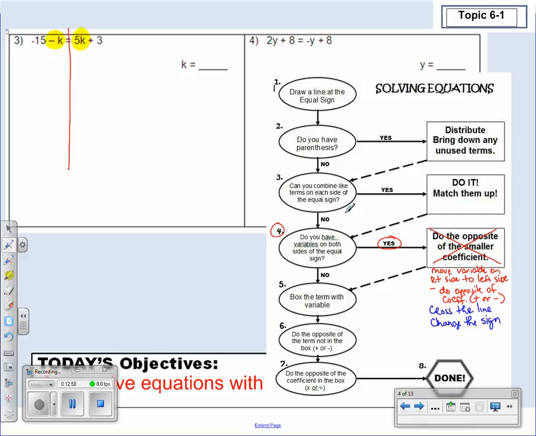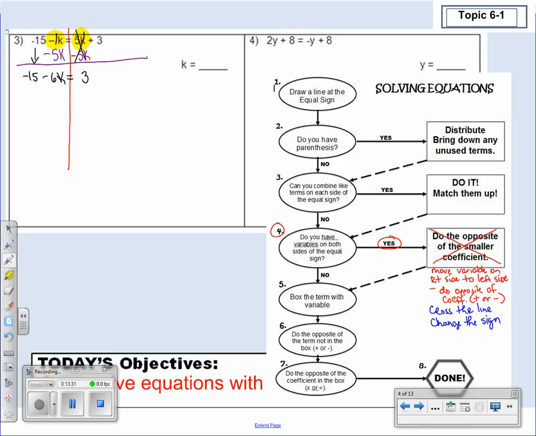The 5k is on the right, so we want to move the variable that's on the right to the left. I cross the line. I change the sign. This becomes a negative 5k. I didn't do anything to the negative 15. It drops down. Negative k minus 5k, with the negative k, there's an understood 1, so this becomes a negative 6k. Positive 5k minus k is 0. We're still left with 0 plus 3 is 3.